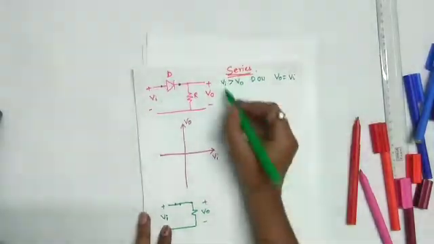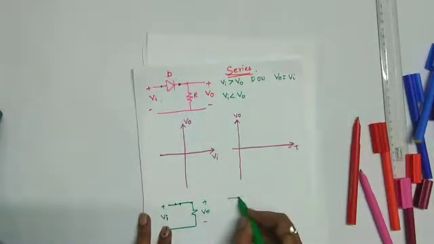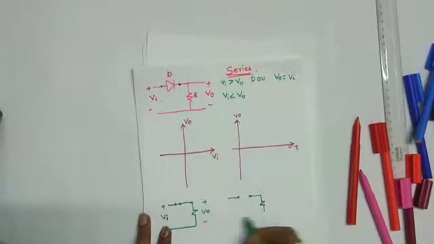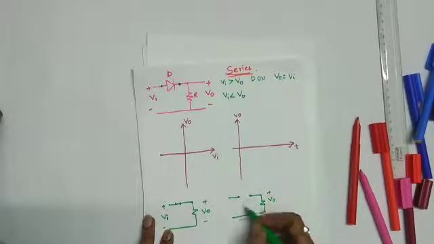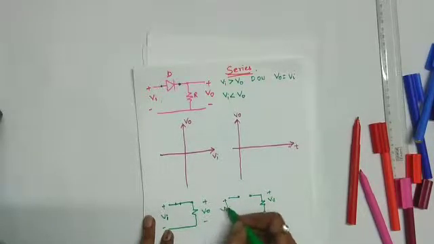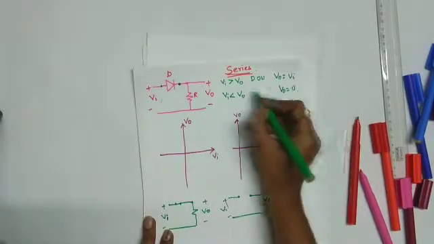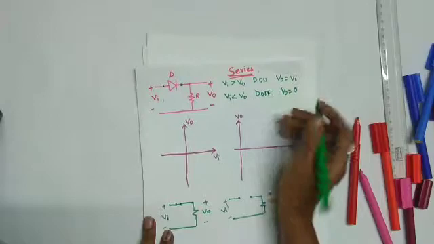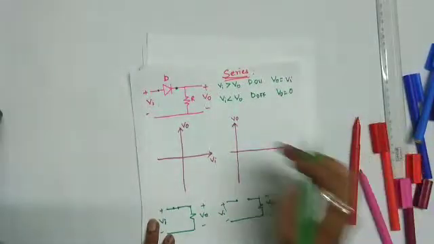Okay, and if VI is less than V0, what happens? This circuit will be open circuited like this, right? So V0 will be 0 because it is not connected to the source in any way. So V0 will be equal to 0 because the diode is off in this condition. Now these values we are going to put in a graph.